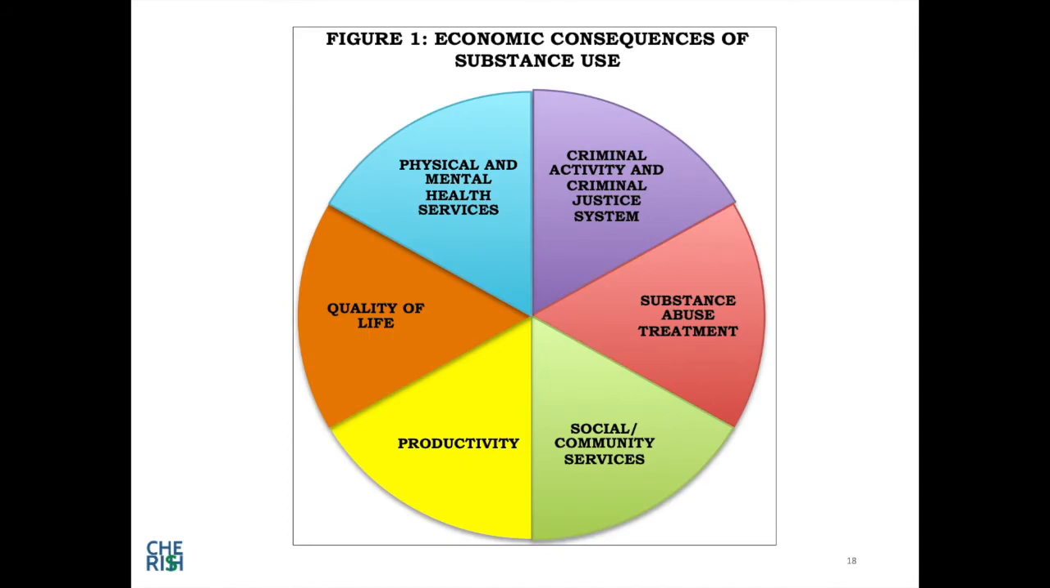This gives you a reference for all the different areas affected by substance use, documented in the literature and surveys. So here you have physical and mental health services, criminal activity and criminal justice, substance use disorder treatment, social and community services, productivity, and quality of life. Within each of these domains, there are several unique outcomes that can be translated into dollars.